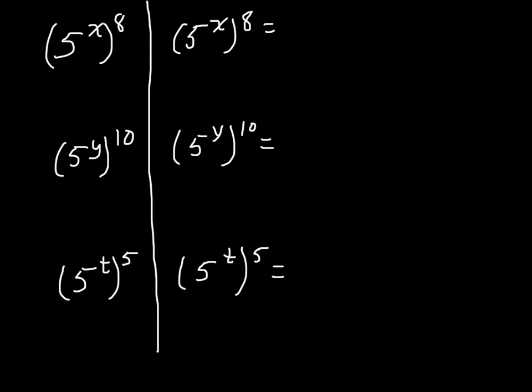Alright, so this is going to be 5 to the 16th. This one is going to be 5 to the 5th. And this one is going to be 5 to the 5th. Whoops, and I put a 1. There we go, 5 to the 5th. Okay, go ahead and press pause, and then see what you come up with. Again, try and show the work you can.